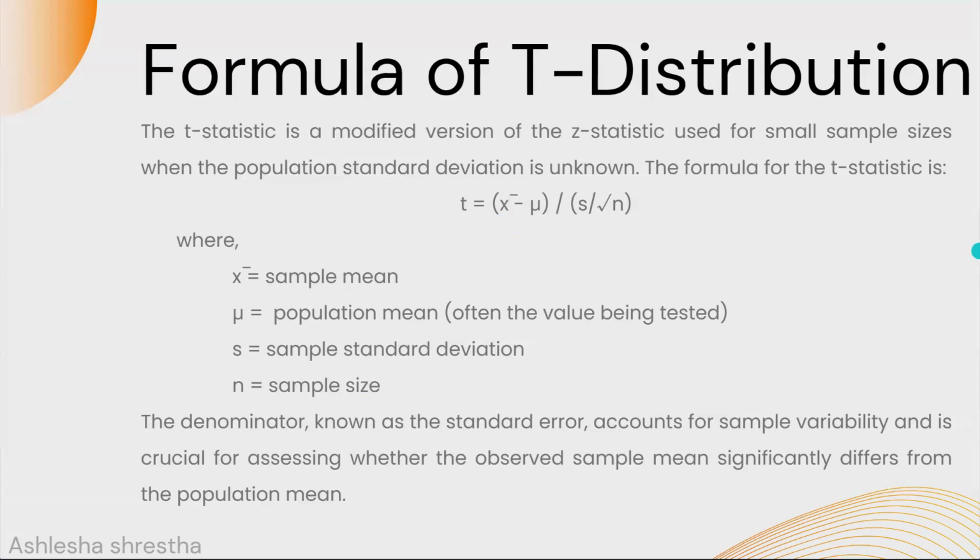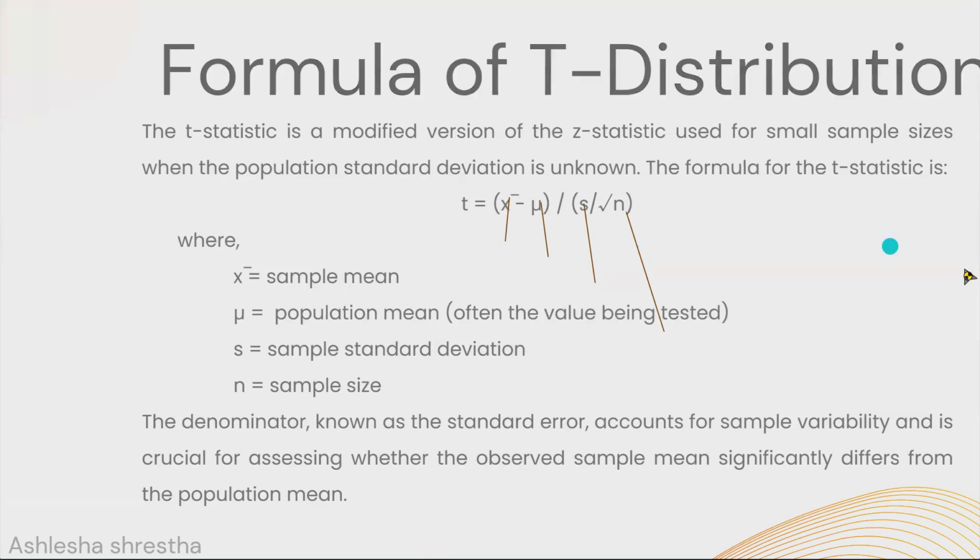In this equation, x bar means the sample mean, next we have mu, the population mean, S means sample standard deviation, and n means the sample size. The term S divided by root n represents the standard error, which accounts for the sample variability. This standard error is essential for determining whether the observed sample mean differs significantly from the population mean.